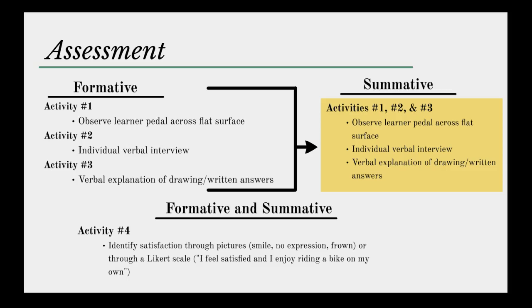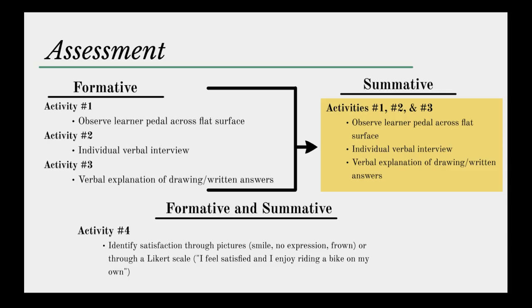The assessment of the fourth activity will be both formative and summative since it's the last activity. Early childhood learners will be shown 3 different pictures: a smiley face indicating satisfied, a face with no expression to indicate neither happy nor unsatisfied, and a frowny face to indicate unsatisfied. The learner will point to the face that shows how they feel about being able to ride a bike on their own.